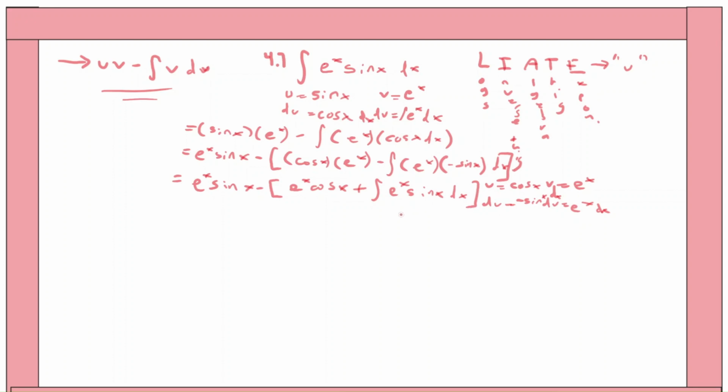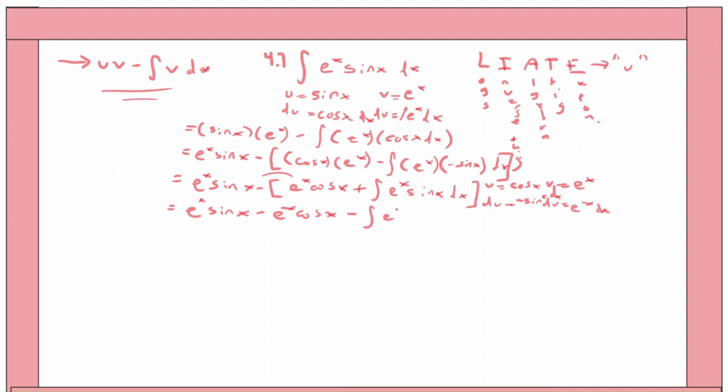And what we're going to do next is something that, pretty soon, is going to be a bit interesting. And once you see it, you'll say, wow, how did I not think of that? So before we do that, though, we're going to go ahead and distribute this negative in here. So it'll distribute into the positive e to the x cosine to make it a negative. And then it's going to distribute here to make this plus a negative.